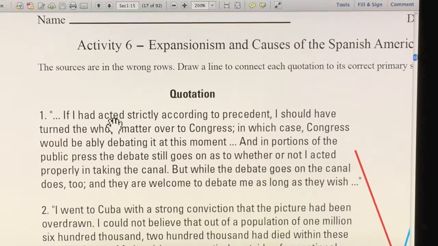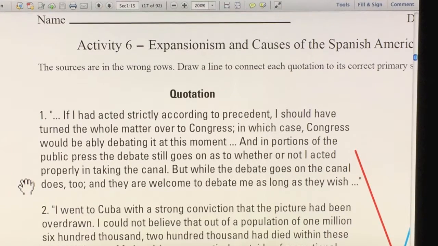If I had acted strictly according to precedent, I should have turned the whole matter over to Congress, in which case Congress would be ably debating it at this moment. And in portions of the public press, the debate still goes on as to whether or not I acted properly in taking the canal. But while the debate goes on, the canal does too, and they are welcome to debate me as long as they wish.